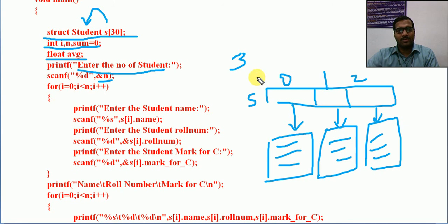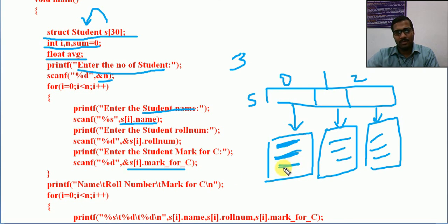So for i equal to 0 to n minus 1, that is, less than n, up to 2, what is to be done? Inside the loop, enter the student name, scanf percent s, S[i].name. Now changing S[i].name, that means S[0].name will be scanned. Then enter the student roll number, scanf S[i].roll number, S[0].roll number will be scanned. Then mark, S[i].mark.